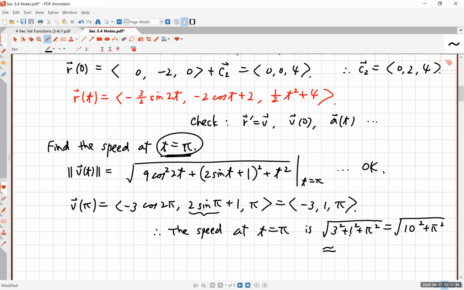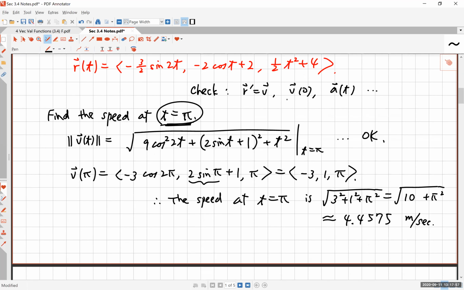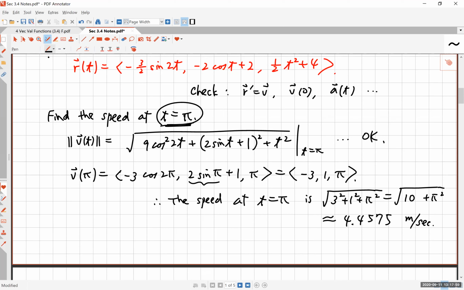If you take your calculator out, you can go ahead and do this. Oh, that is not true. It's 10 plus pi squared. And so that's about 4.4575. And of course, the units are meters per second. Okay, so you know exactly how fast this object is moving at the time when t is equal to pi.